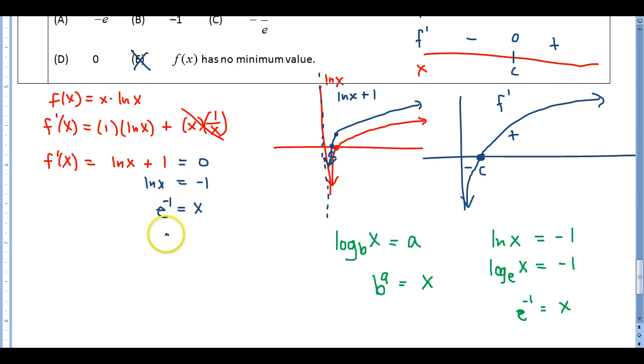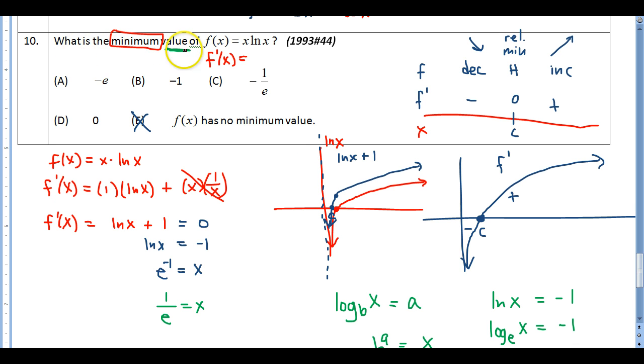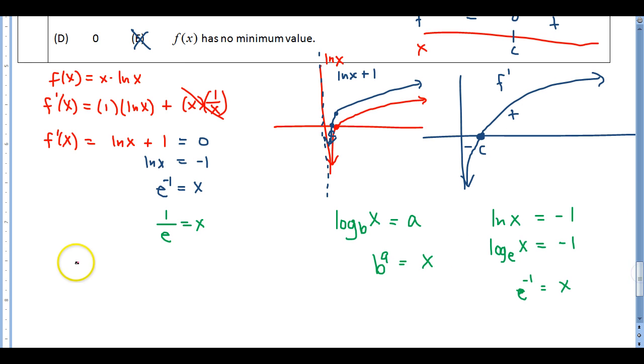e to the -1 is just 1 over e. So don't get confused. That's not going to be the answer here, or maybe it is. But what I need to do is plug x equals 1 over e back into f to find the minimum value. Because when it's asking for the minimum value, I'm asking what is f. So f of 1 over e is equal to 1 over e times ln of 1 over e.